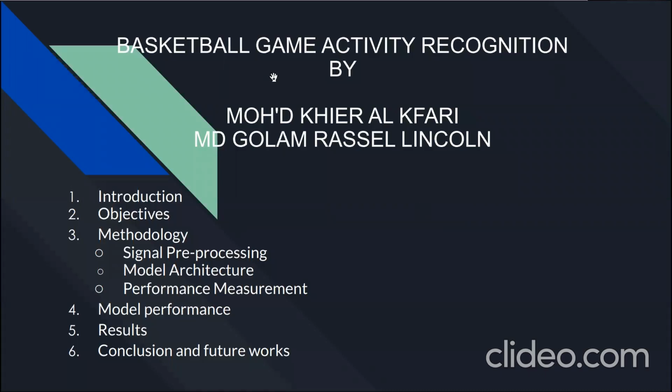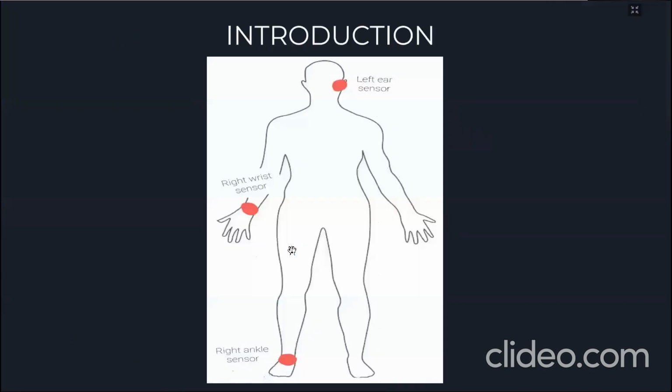Our project is basketball game activity recognition, and here are the topics that we will be presenting today. In our project, we have used three sensors to collect the data for our five activities. The left ear sensor gives us accelerometer and gyroscope data in X, Y, and Z direction. Wrist and ankle sensors give us only accelerometer data in X, Y, and Z direction.